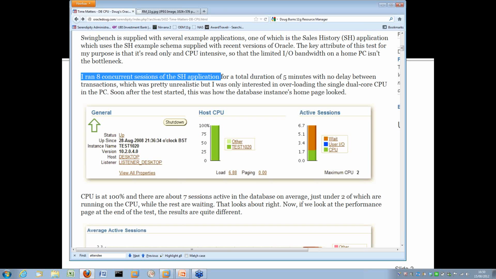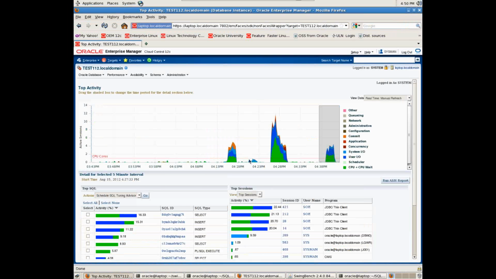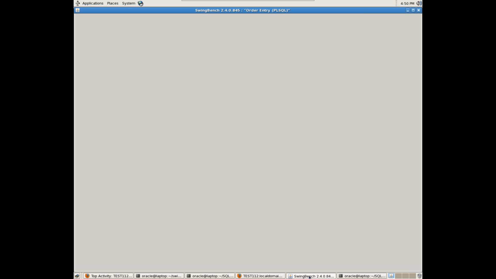Now, as I say, I taught lots of courses on the performance pages. I've done lots of conference presentations. And the SH application was always known to me as a CPU-intensive benchmark, right? So SOE and the Call Circle application were good for looking at I/O and commit and log file sync issues, but SH was really good for overloading the CPU, and that's why I was using it here. So one of the things I want to get across to you here is how useful.